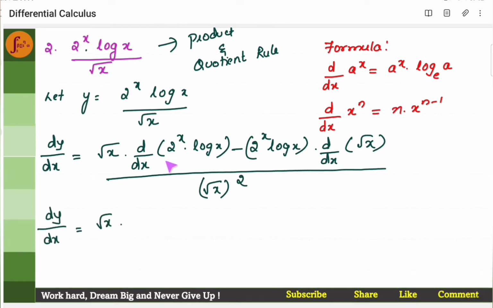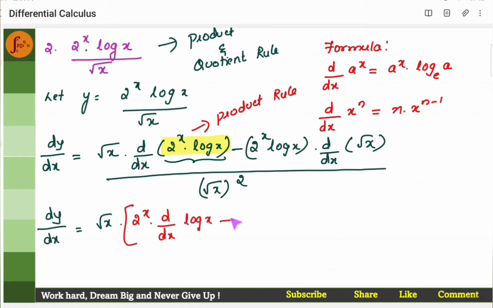Now I have to differentiate this. Here I have to apply product rule. What does it say? First function, let's take first function 2 to the power x into derivative of second function, that is log x, plus second function into derivative of first function. This is first function 2 to the power x minus 2 to the power x. I'll copy the rest. What is derivative of root x? 1 by 2 root x.